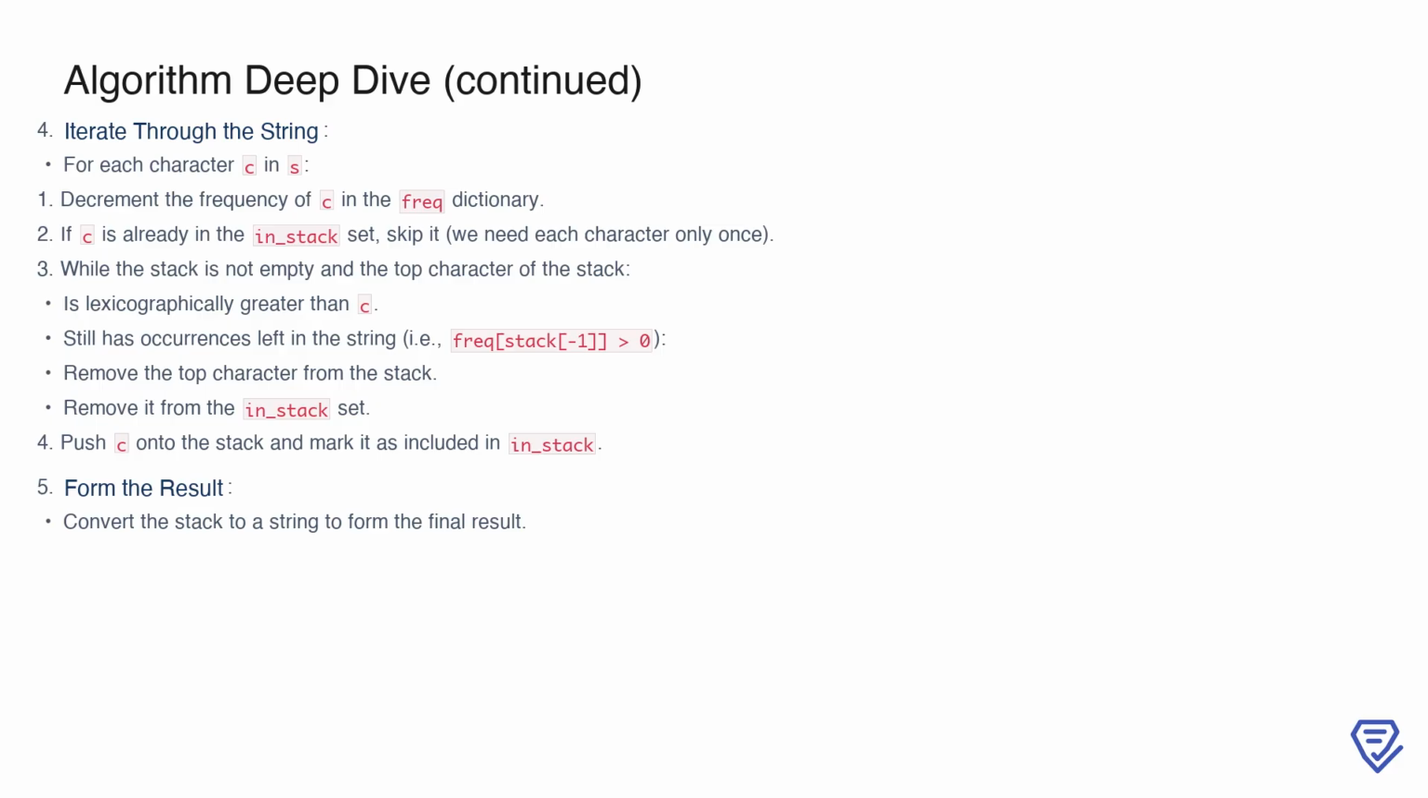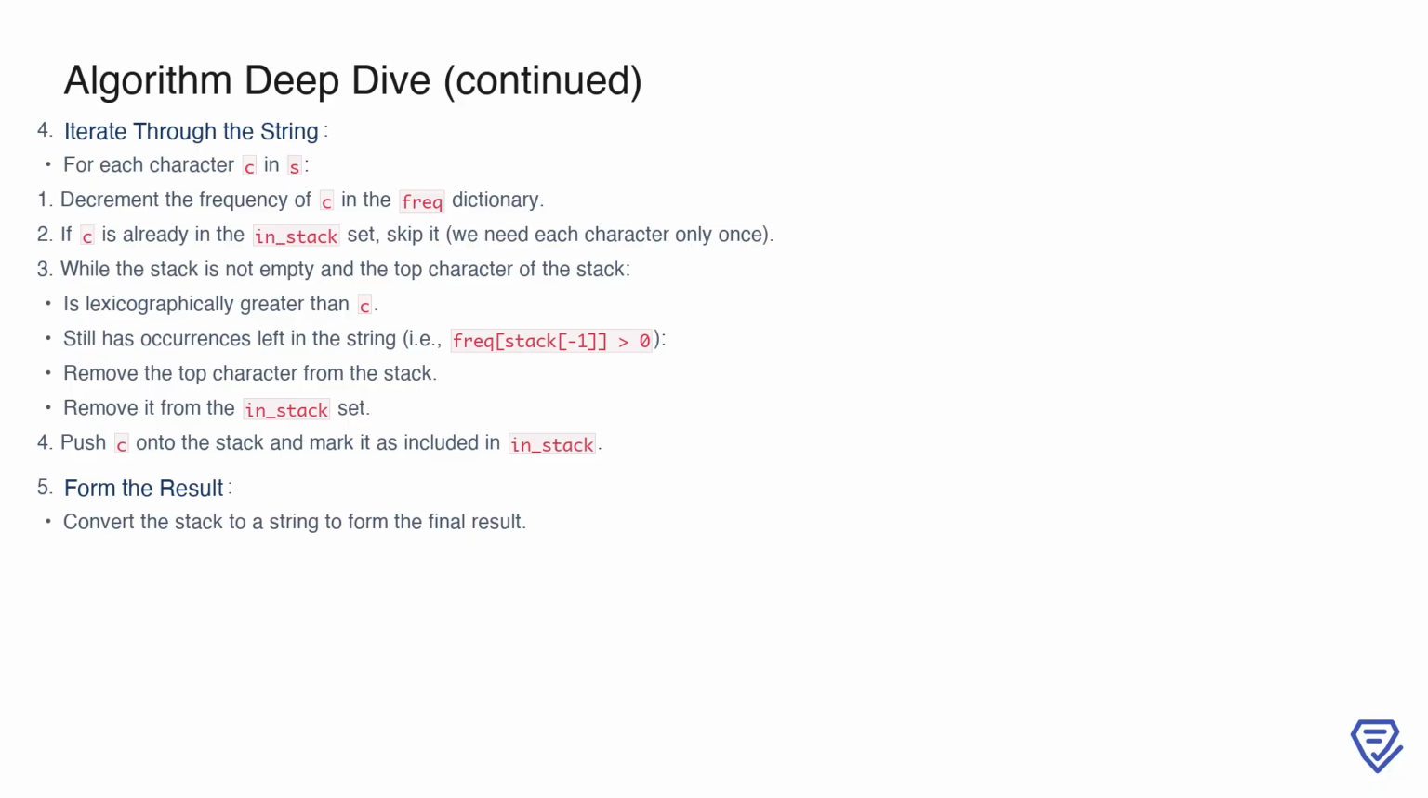For every character C, we first decrement its frequency in the frequency dictionary since we've encountered it. If C is already in the in_stack set, we can safely skip it because we only want to include each character once. Otherwise, we evaluate whether C should be added to the stack. If the stack is not empty and the top character of the stack is lexicographically greater than C, and that top character still has occurrences left in the string, we remove the top character from the stack. This ensures that the resulting subsequence remains lexicographically smallest.